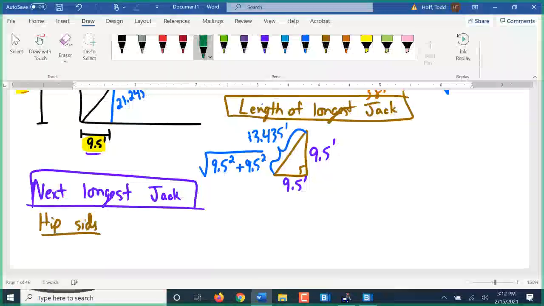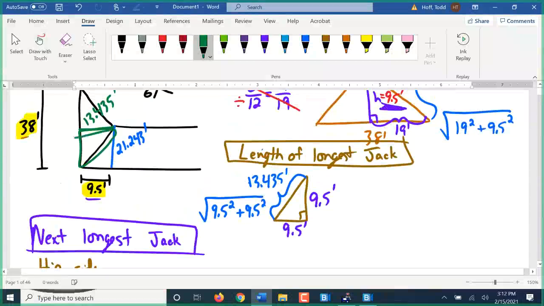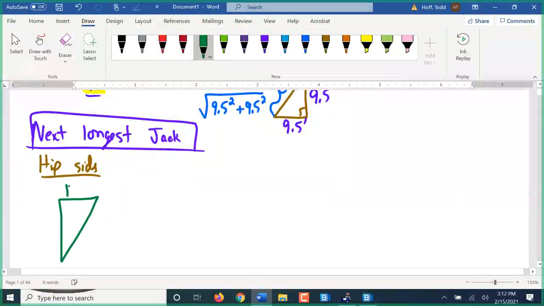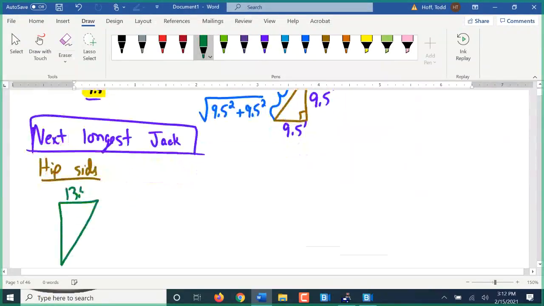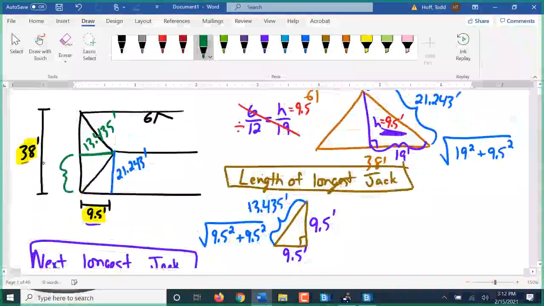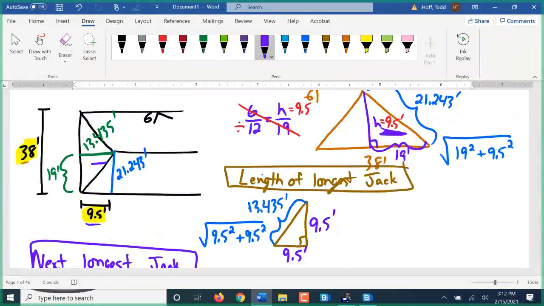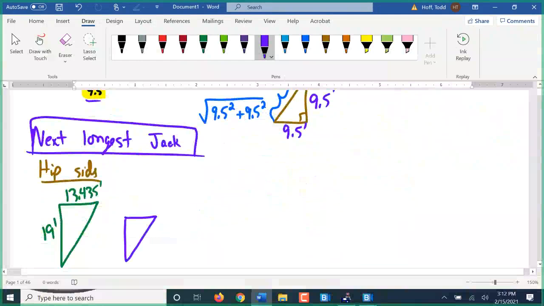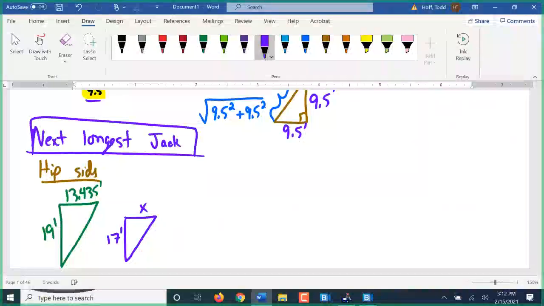On the hip roof side, we have this triangle created by the longest jack there, 13.435. This here is 19 feet. Where did the 19 come from? Half of 38. Next jack is going to be at what distance here? 17. We subtract 2. So I'll call that x for now, that other length. X and 17. How do I find x?